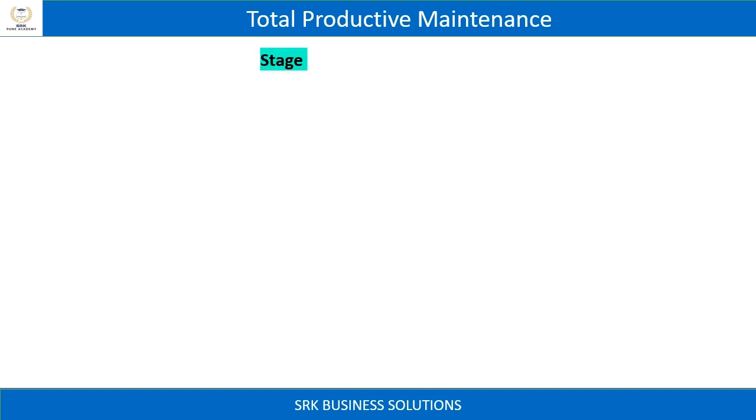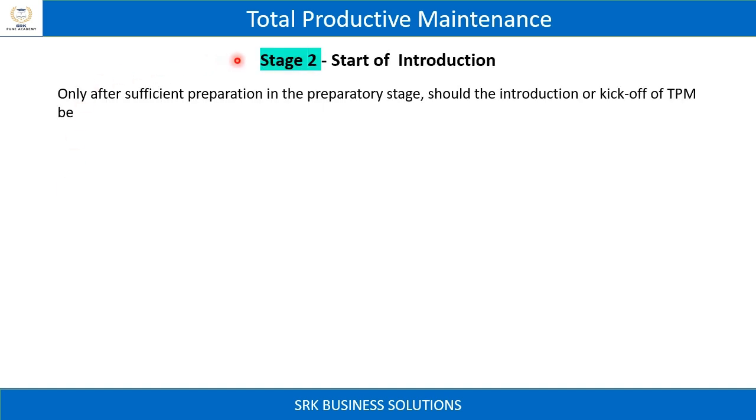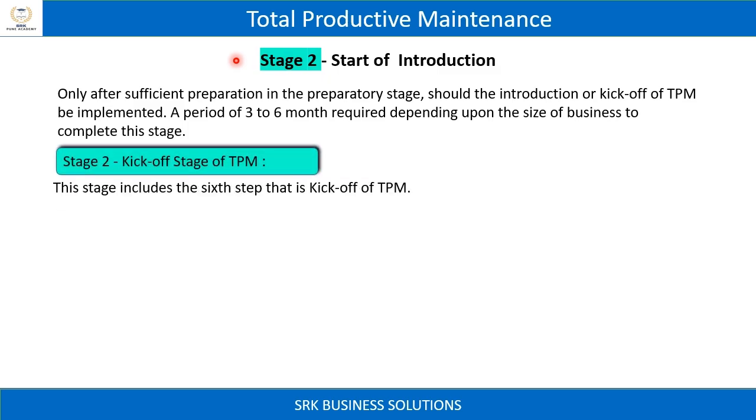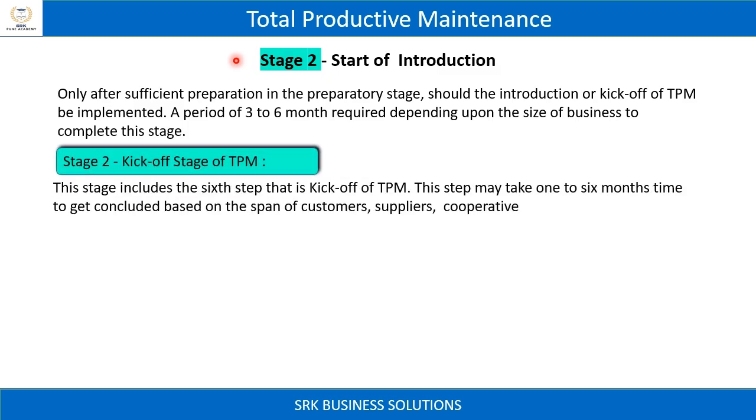Now we will see stage 2, that is, start of introduction. Only after sufficient preparation in the preparatory stage should the introduction or kickoff of TPM be implemented. A period of 3 to 6 months is required depending upon the size of business to complete this stage. This stage includes the 6th step, that is kickoff of TPM.